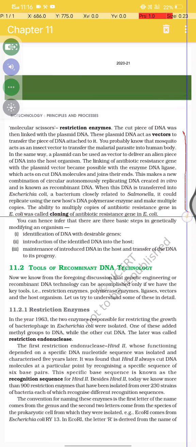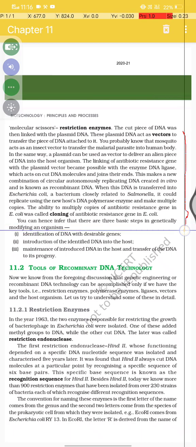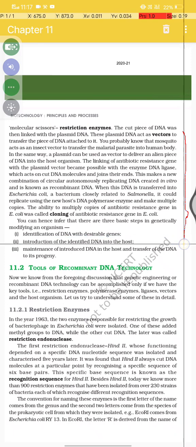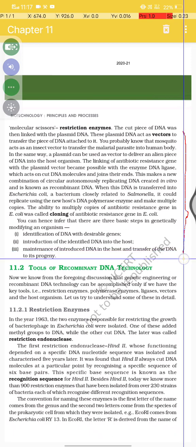And in E. coli, you can hence infer that there are three basic steps in genetically modifying an organism: identification of DNA with the desirable gene, introduction of the identified gene into the host, and the maintenance of the introduced DNA in the host and the transfer of it to the host's progeny.